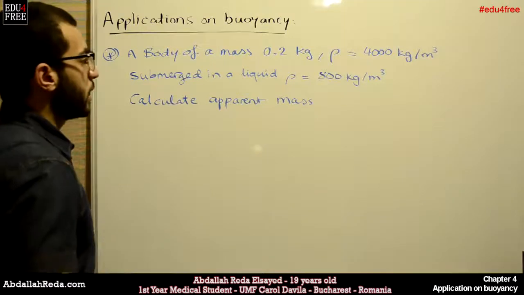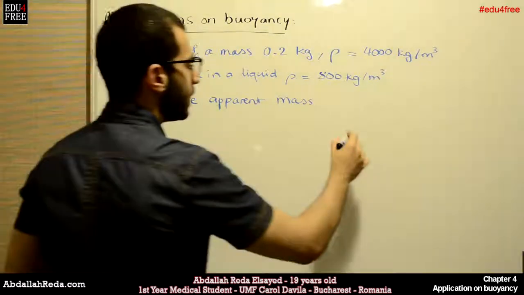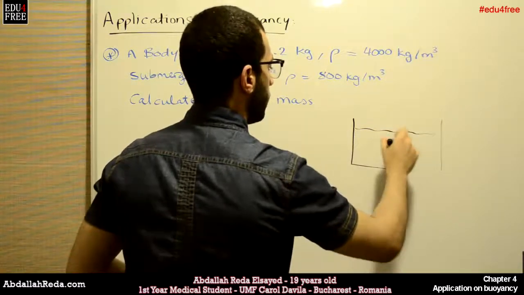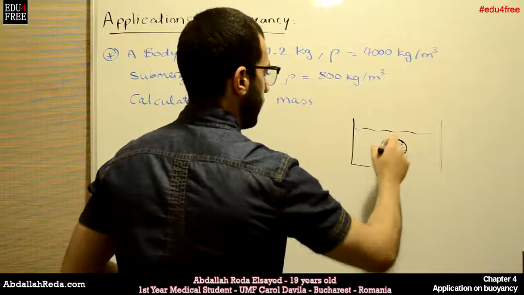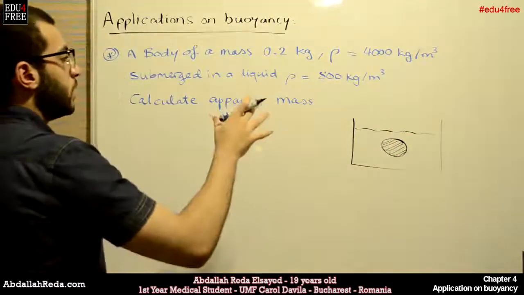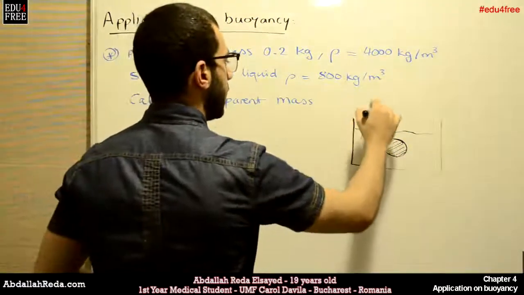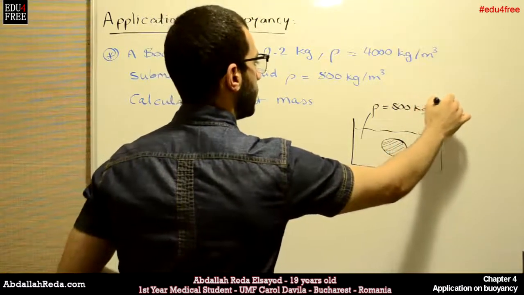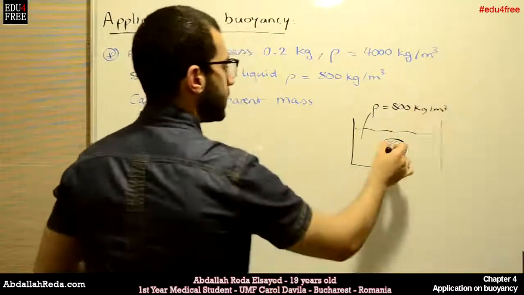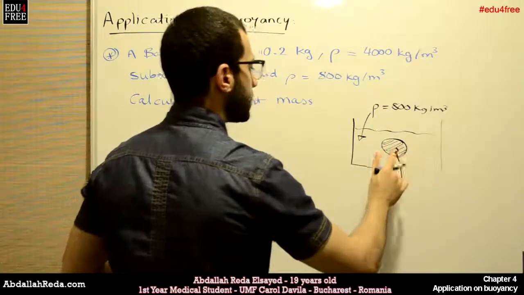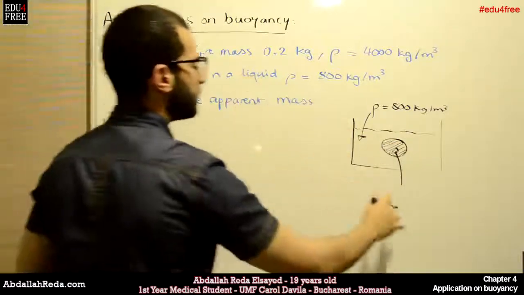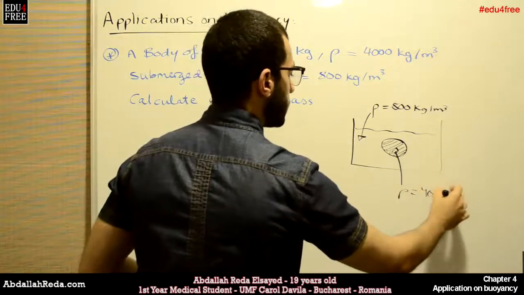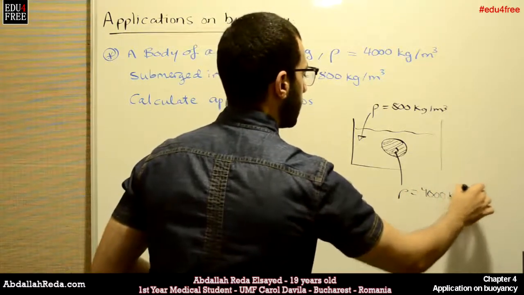So we start with drawing, which makes physics easier, I think. So we have our liquid and its density is 800 kilograms per cubic meter, and this is the body. It's totally submerged in the liquid, and the density of the body is 4,000 kilograms per cubic meter.